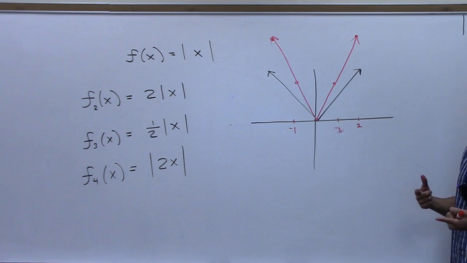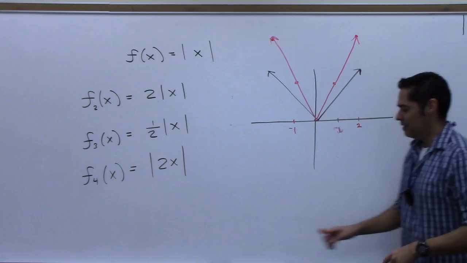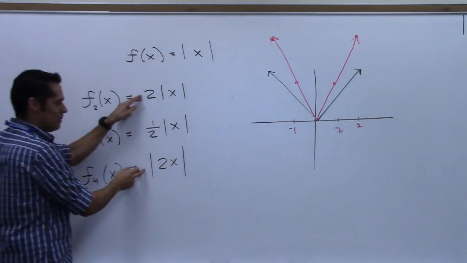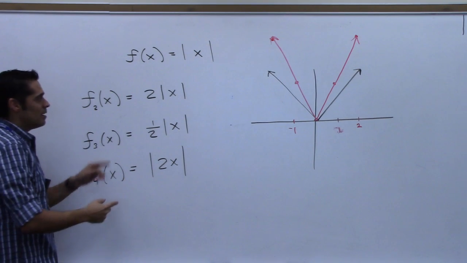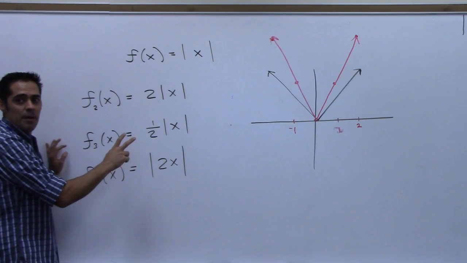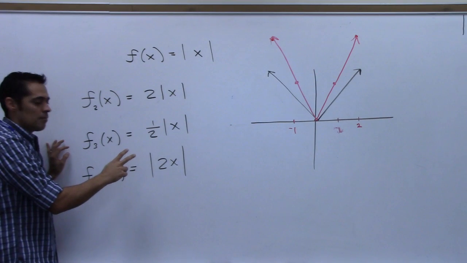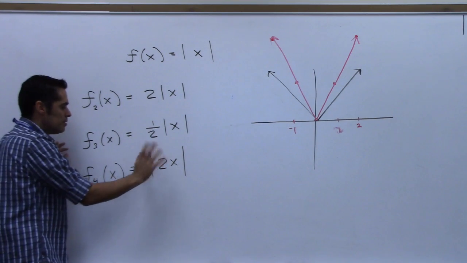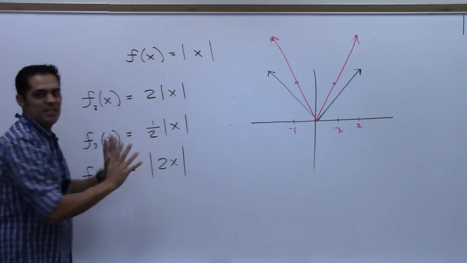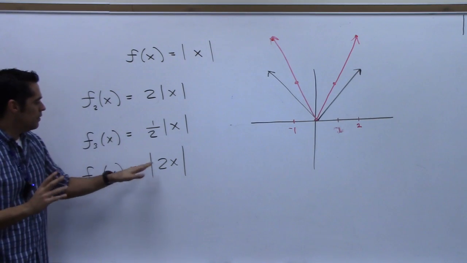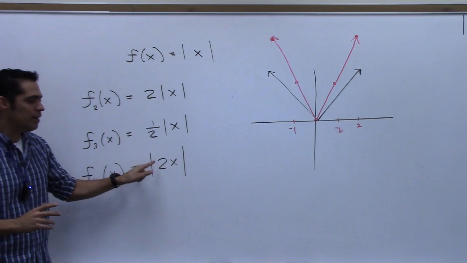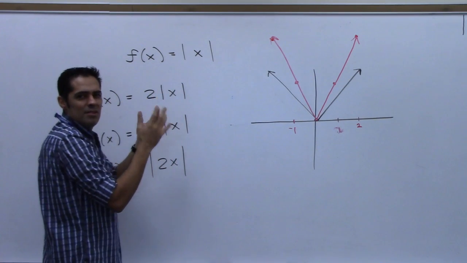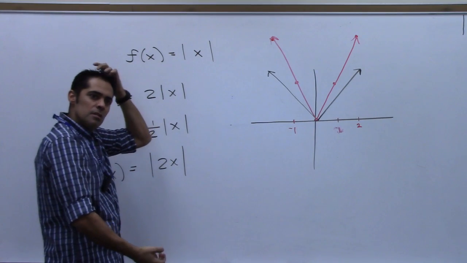Or a horizontal compression. It looks like the same thing as the 2. It looks like this one, right? Doesn't it? In fact, they're identical in this case because of the function itself. Because there's nothing added or subtracted at the end, you could pop this 2 out of the absolute value with the property of absolute values, but the idea is this. If you put a number in front that's bigger than 1, it's going to do a horizontal compression, which is almost like a vertical stretch.